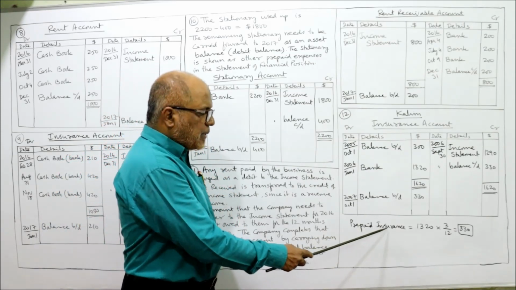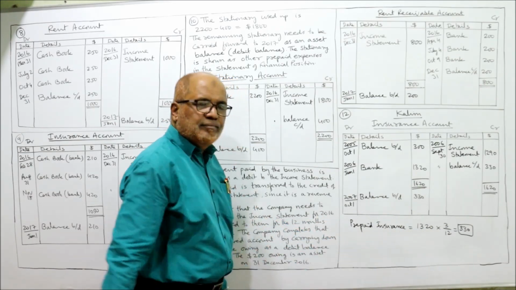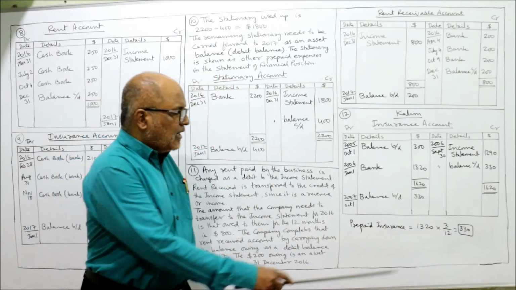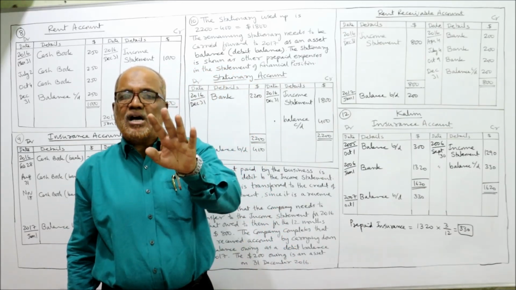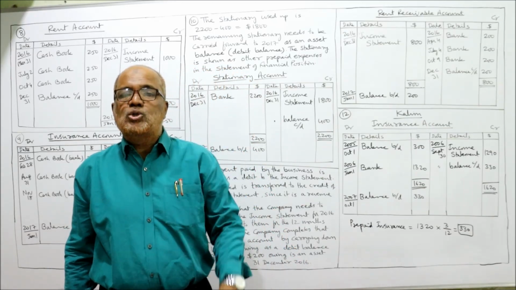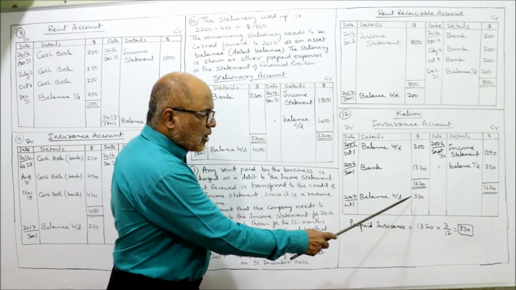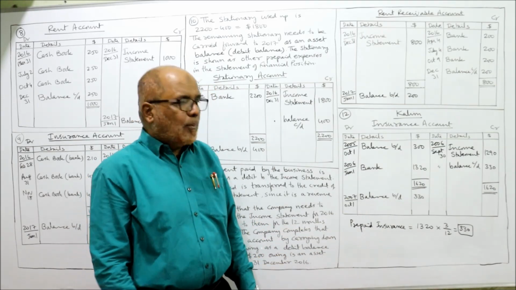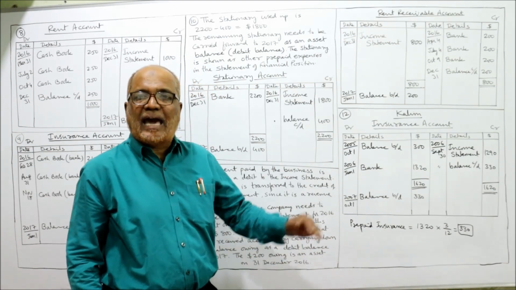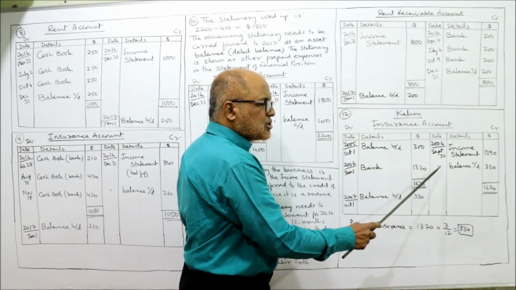Here I have shown prepaid insurance 1,320 into 3 by 12. 3 by 12, it comes to $330. So $330 are prepaid insurance. It's an asset. So debit side, balance brought down $330, 2007, October 1st. Now brought down is on debit side, so carried down will be on the credit side. So balance carried down $330.